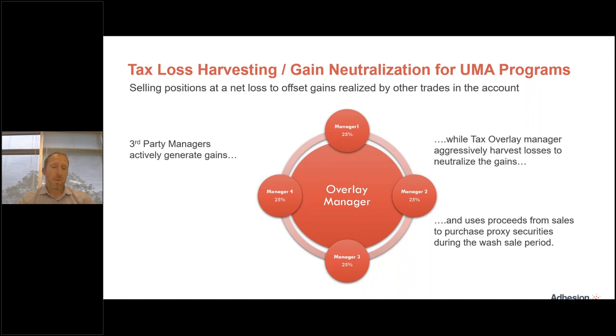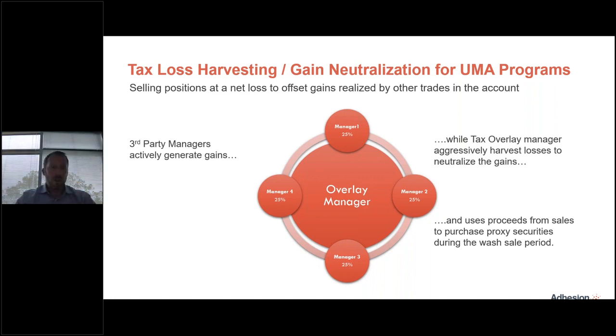So for example, if we had bought a position 2 weeks ago and today's at a loss, we could not sell that position without violating the wash sale rule. Conversely, if a position was sold 2 weeks ago at a loss, we have to wait 30 days before we can buy that back in. What we do at Adhesion, with those proceeds, to ensure that clients maintain exposure to specific asset classes, is we will take the proceeds from each of those tax harvests and buy a proxy security in that asset class to ensure that they're maintaining their risk profile.